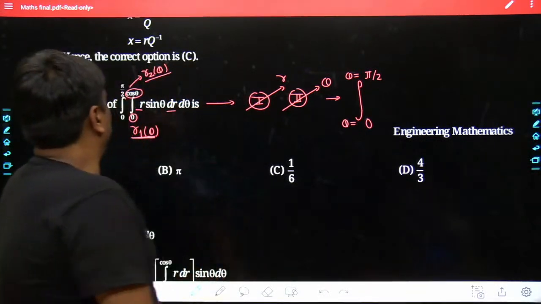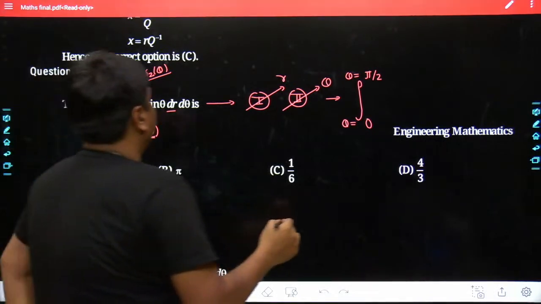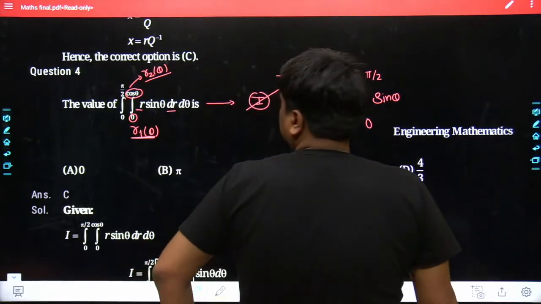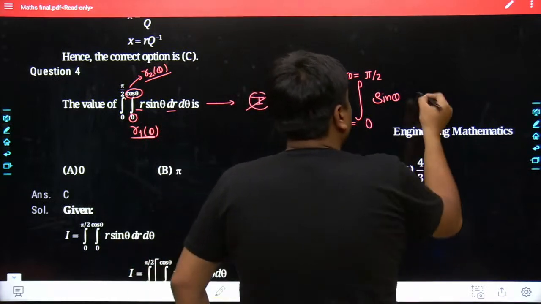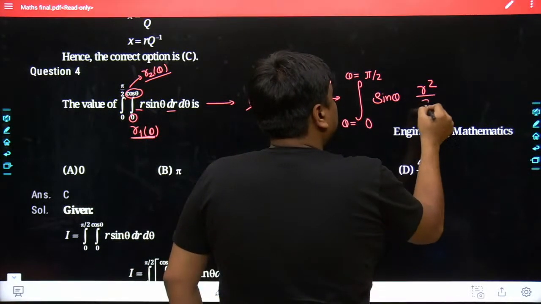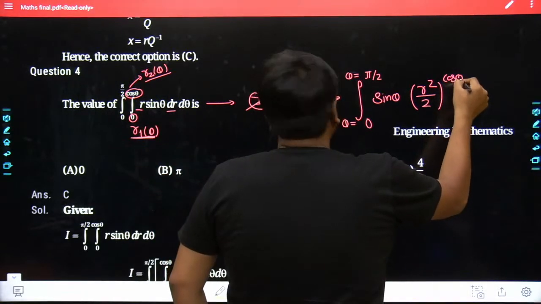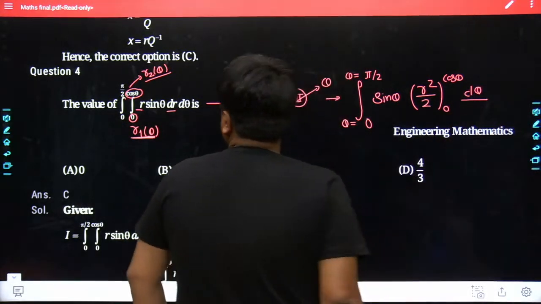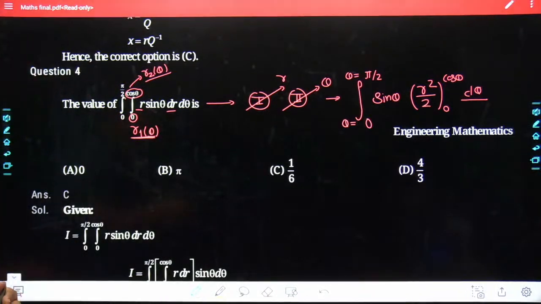Now, first the integration is taken with respect to r, so obviously sine theta comes out. Here the integration of r with respect to dr equals r square divided by 2, where the upper limit is cos of theta and the lower limit is 0, and here comes d theta. Till this point, each and everything must be clear to all of us.